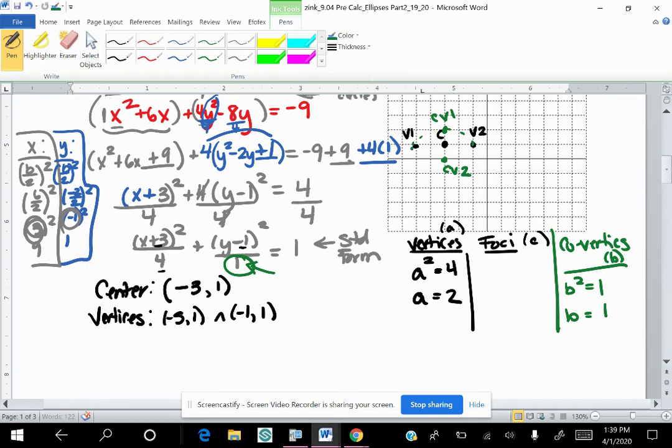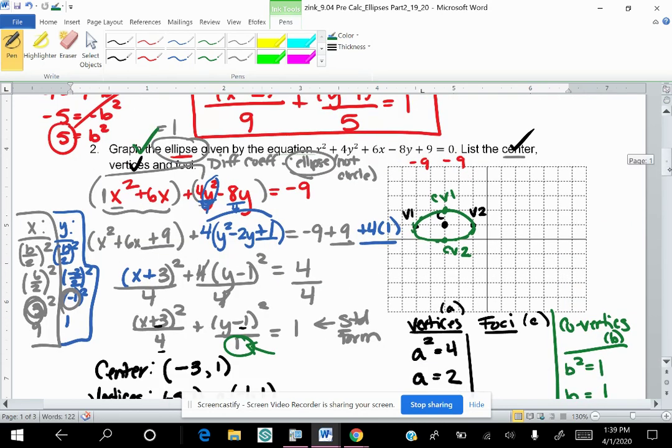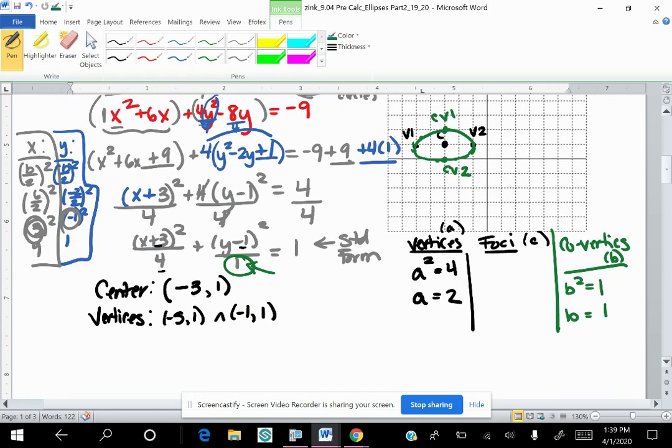So now I know that my ellipse is going to look like this. So I've also graphed it now. That was something else the question asked: graph the ellipse. We've got the center, we've got the vertices. We still need to find the foci, which we know are on the same axis as our vertices, our major axis, and they have to be inside the ellipse. So how do we find them?